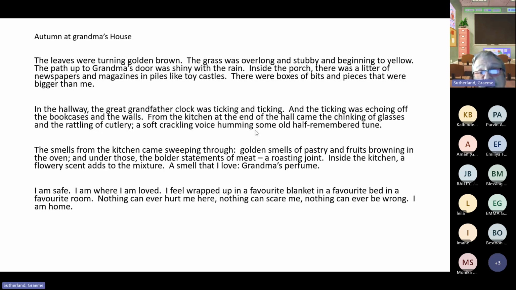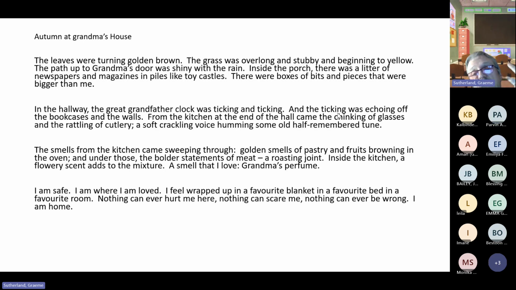So we're now inside the house. But what senses are we getting this time in this paragraph? Sounds. That's right. And so I bring in the clock, and it's related to grandparents by being a grandfather clock. It's ticking and ticking, just repeating the word ticking. It's what you hear, isn't it? It's onomatopoeia. It's what you're hearing. It's very simple. I just use the word ticking three times. Ticking and ticking, and the ticking was echoing.